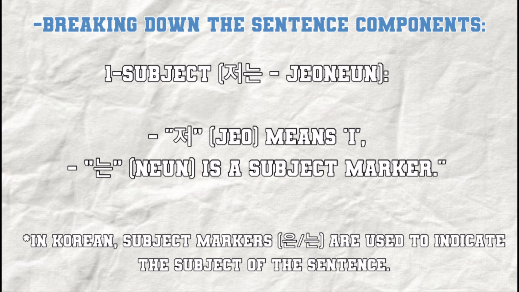Breaking down the sentence components. First, let's start with the subject. 저는. 저 means I, and it is the formal way to say I in Korean. 는 is a subject marker. In Korean, subject markers 은, 는 are used to indicate the subject of the sentence.